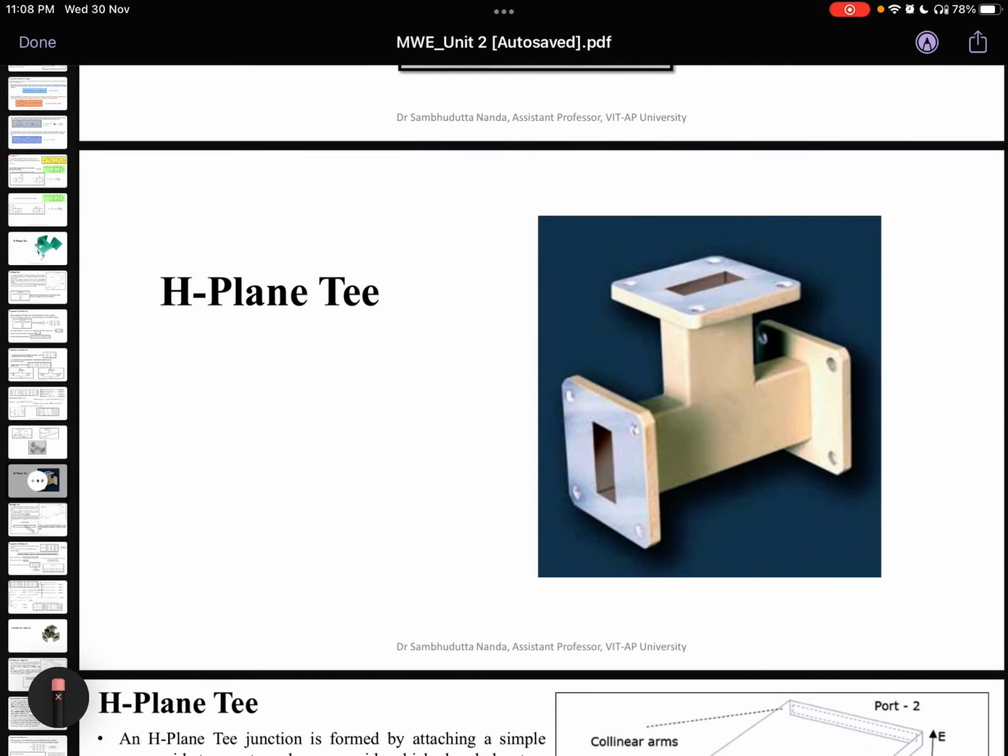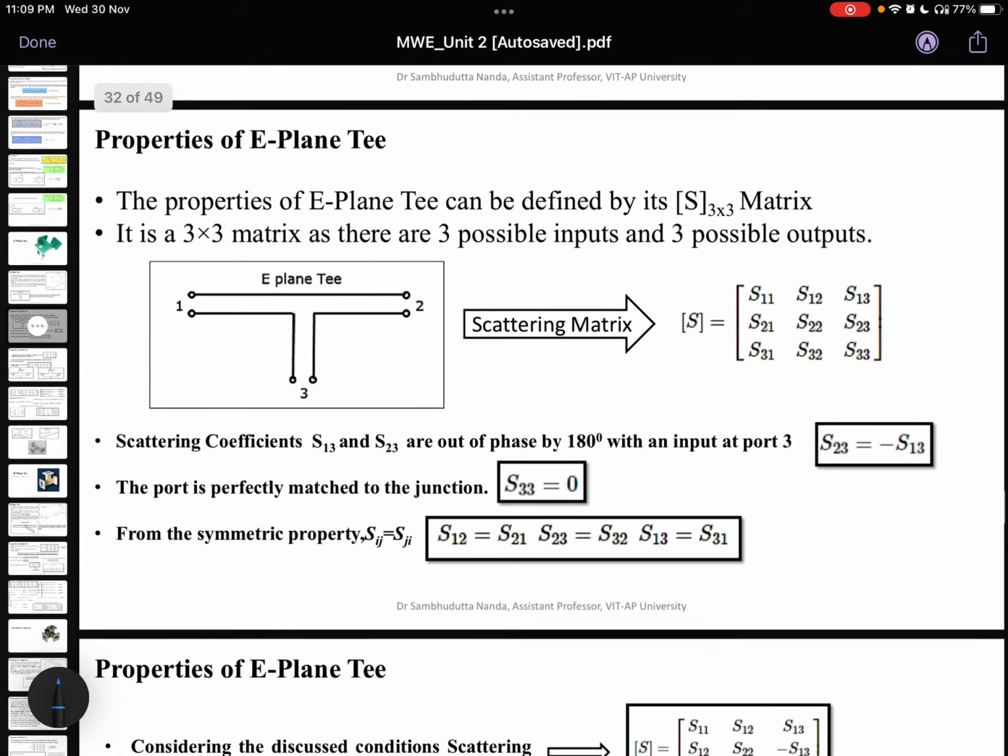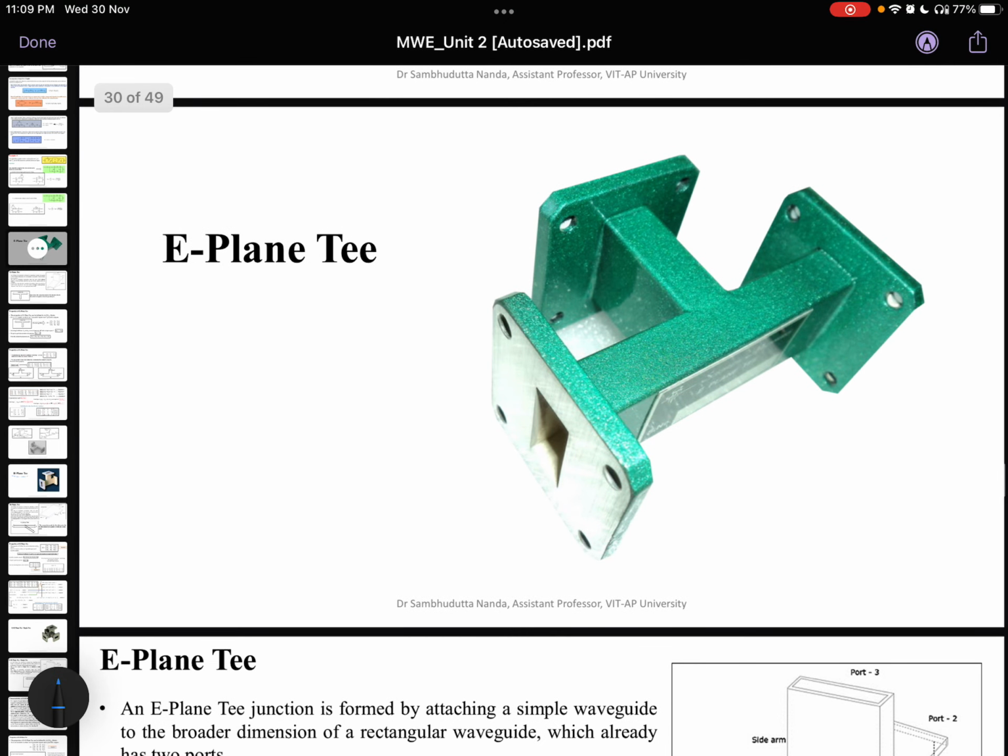In this video, I am going to explain the H-plane Tee. In the previous video, we explained how the E-plane Tee works. So let us see what the E-plane Tee looks like. So you can see here the E-plane Tee.